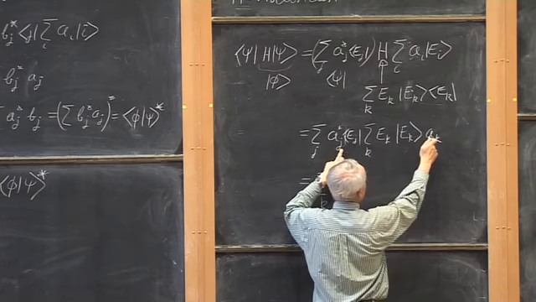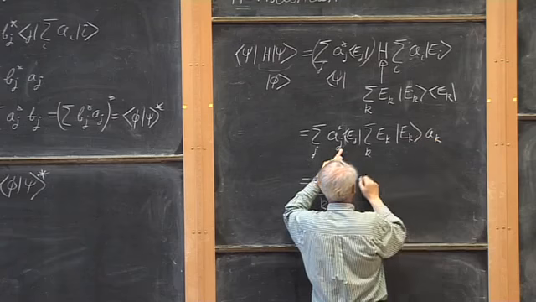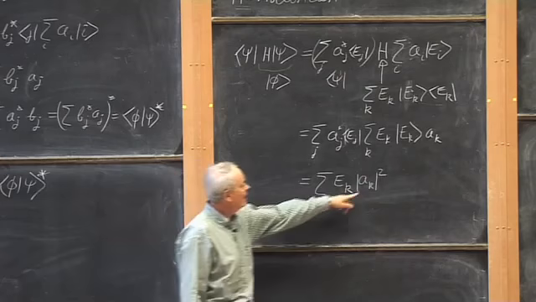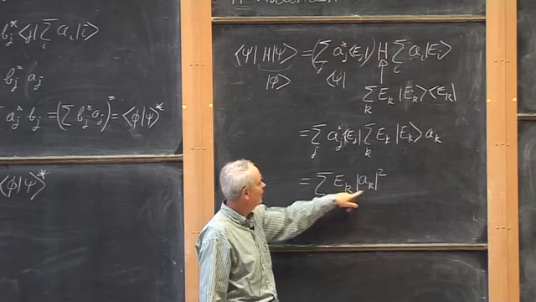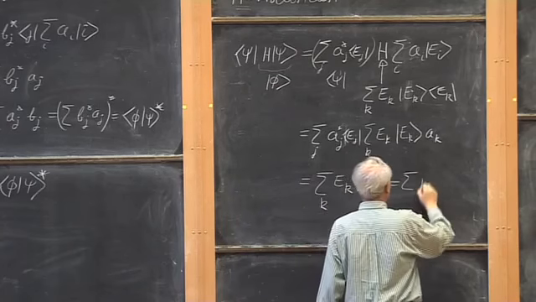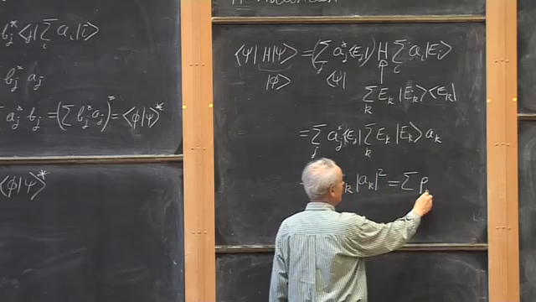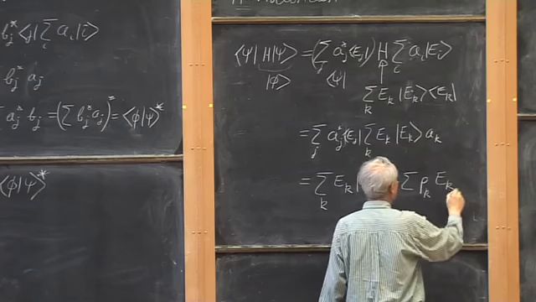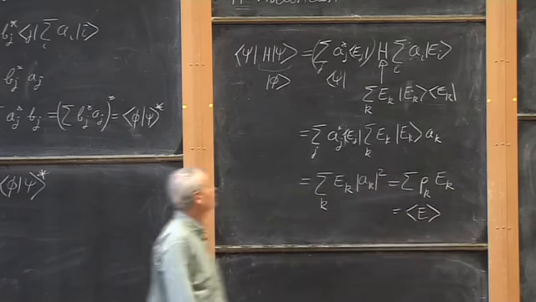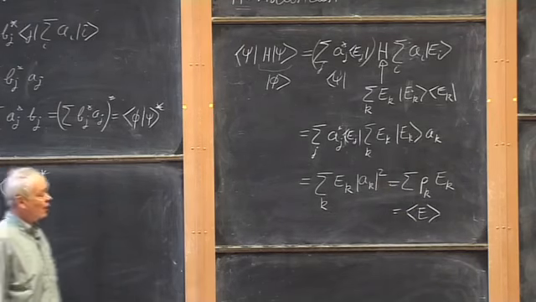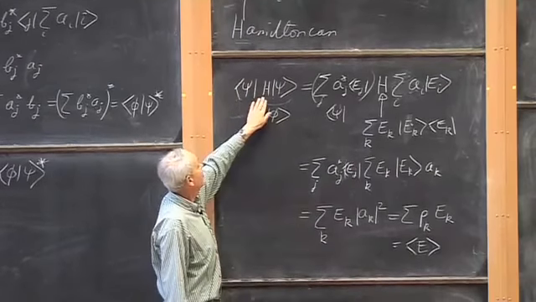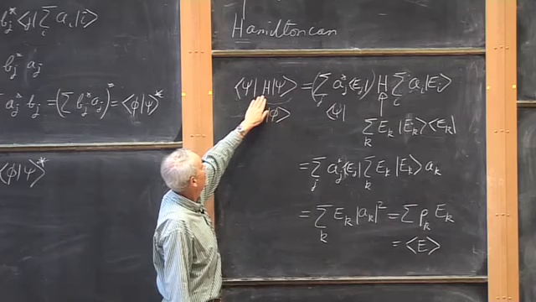This AK star is going to meet with that AK to produce AK mod squared. But AK mod squared is the probability of getting this energy. So this is equal to the sum of PK, the probability of getting EK, times the value EK. In other words, it's equal to the expectation value of the energy. So that's one reason why operators associated with observables in this way are so useful.